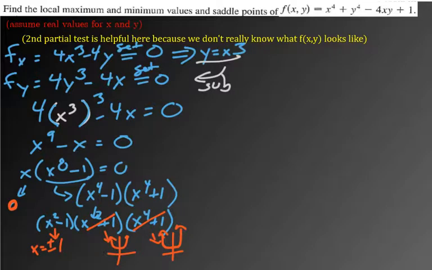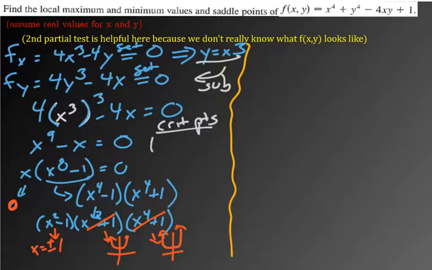Let me break this down right here. So I've got my critical points. If you plug in x equals plus or minus 1 and 0, you will be able to get the full critical point in terms of x and y. Plug in 0, you're going to get 0. Plug in 1, you're going to get 1. And plug in -1, you're going to get -1.